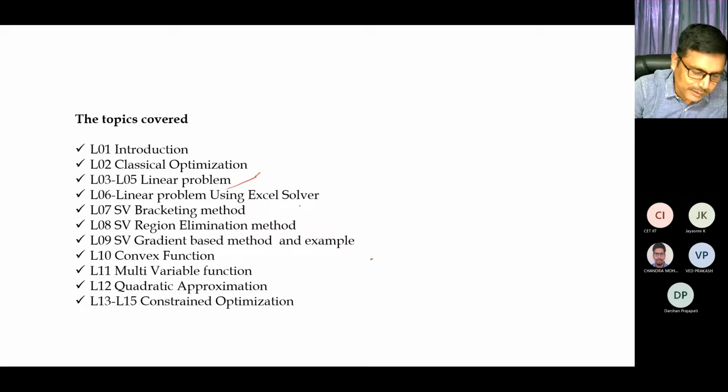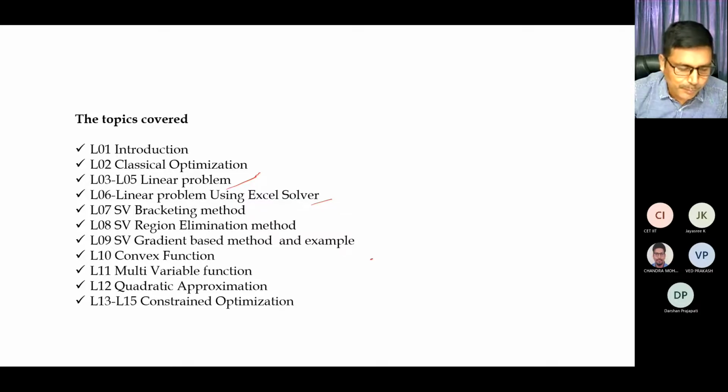And then we discussed mainly how you can solve a linear problem using Excel. Easily you can solve a linear problem using Excel solver, or I have also discussed how you can solve a linear problem using the simplex method. And then we discussed nonlinear optimization methods. Basically, for a convex function, how you can bracket an optima using a bracketing algorithm. That I have discussed.